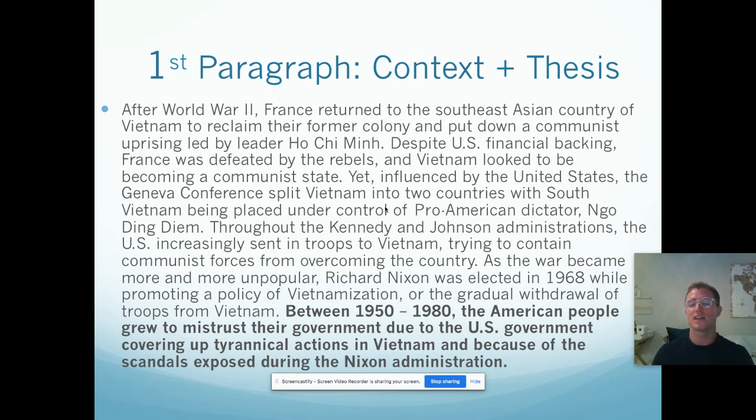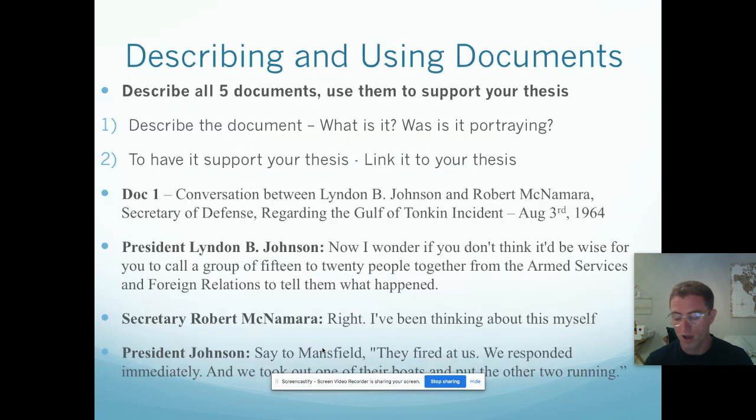Between 1950 and 1980, the American people grew to mistrust their government due to the U.S. government covering up tyrannical actions in Vietnam and because of the scandals exposed during the Nixon administration. Boom. Okay, so how do you describe and support documents? It's actually quite simple, and it can be done in just 2 sentences, 2 or 3 sentences, to be able to describe and use each document.